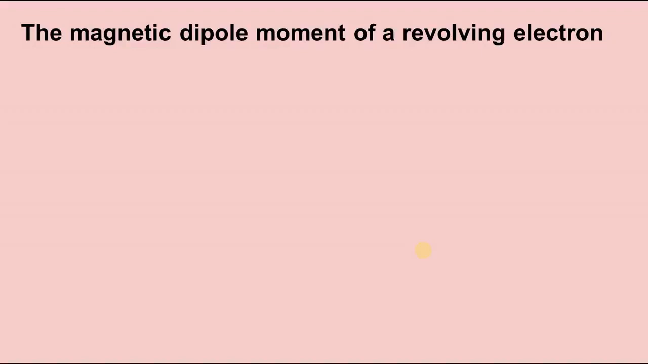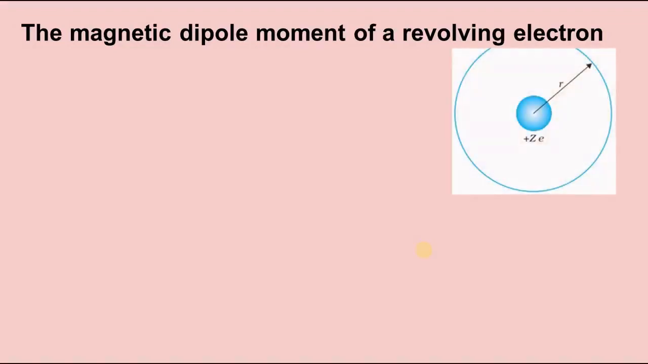Magnetic dipole moment of a revolving electron. Consider an electron revolving in a circular orbit around the nucleus. Let r be the radius of the orbit. When an electron moves along a circular orbit, it constitutes a current. The current I is given by e by T, where e is the charge of electron and T is the time period, which is the time taken by electron to move along the circular path once.